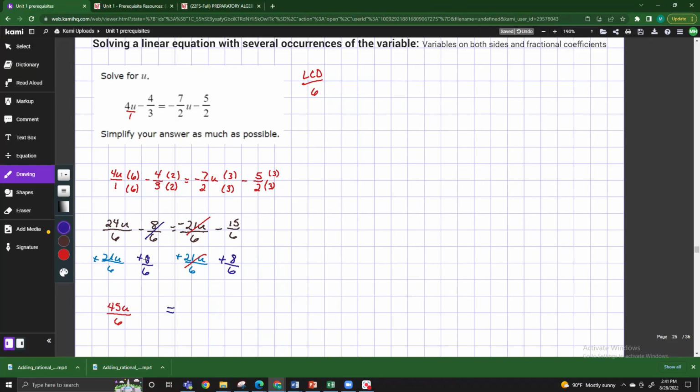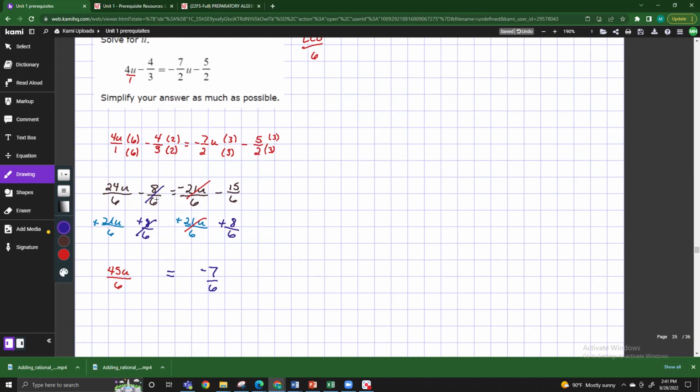So these will cancel out because they are the same value. One's positive, one's negative. And then I want 15 minus 8. I need to know the difference between 8 and negative 15. So 15 minus 8 is 7. The 15 is the bigger, so it's a negative 7 over 6. All right. So that gets me that fraction so far.